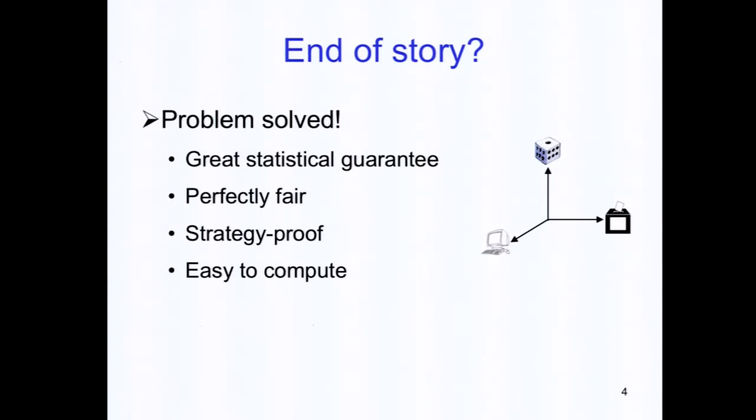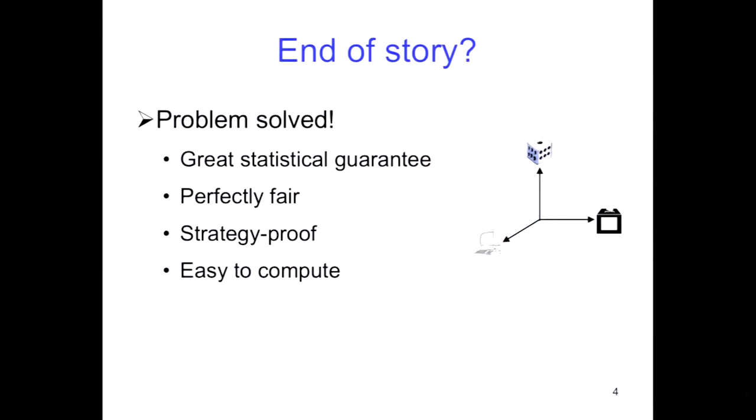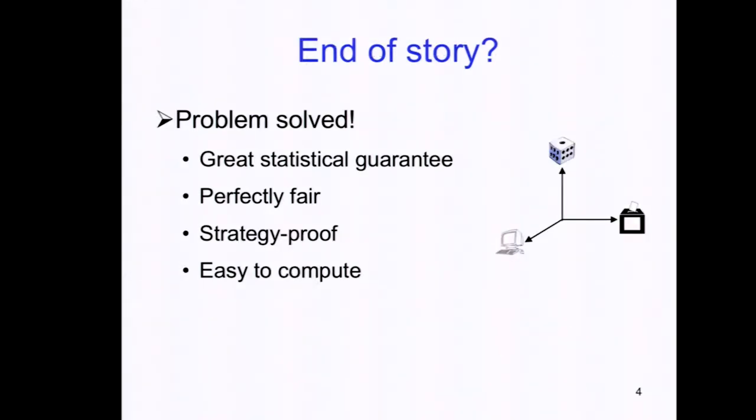Actually, it's the best among all possible mechanisms in this situation. For example, it has great statistical guarantees, converging to the ground truth when we have large samples. It's perfectly fair in the sense that I'm going to talk about very briefly in the second half of the talk. In social choice we have a rigorous mathematical definition of fairness, and majority satisfies all of them. And it's strategy-proof.